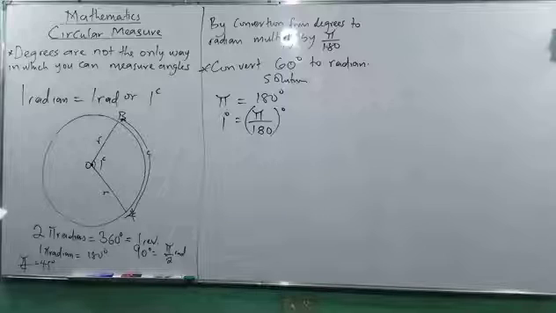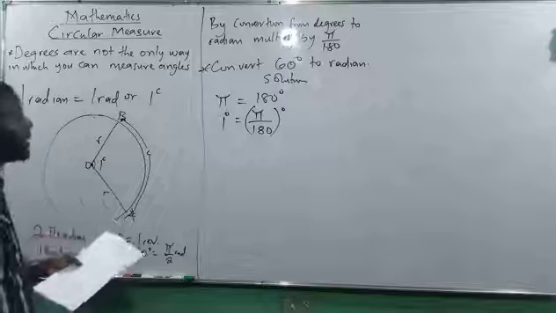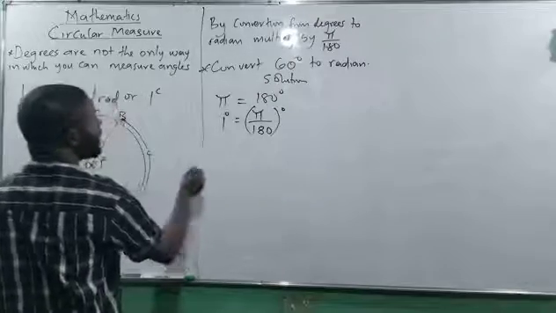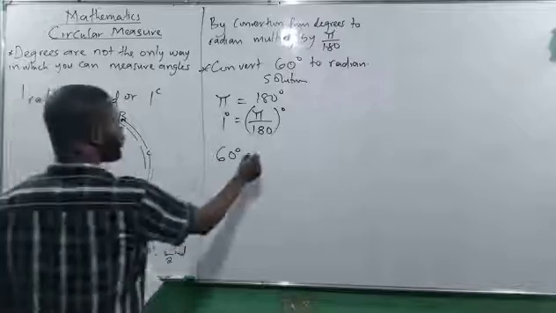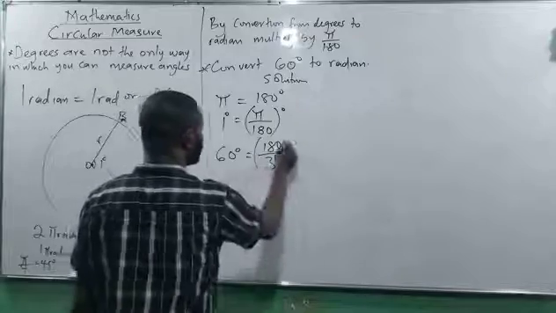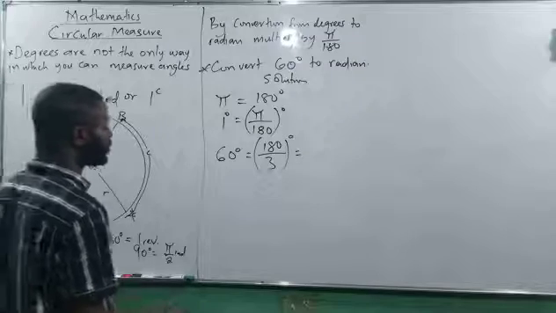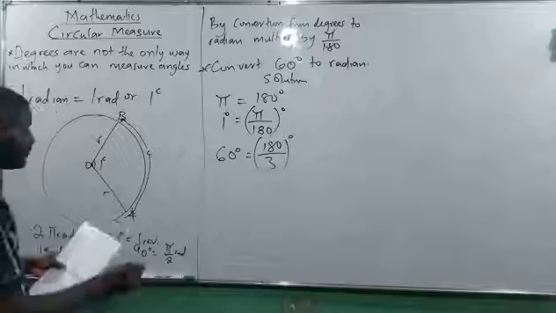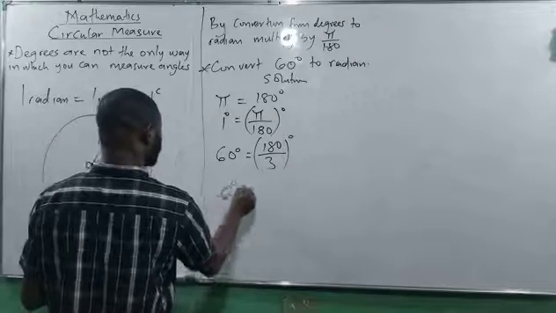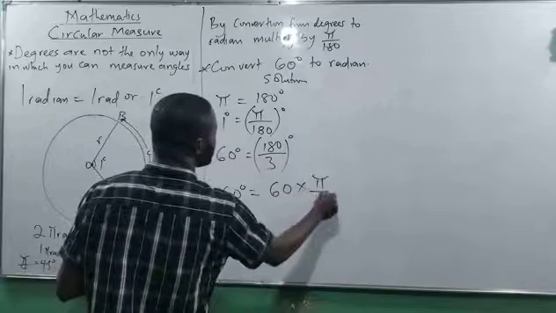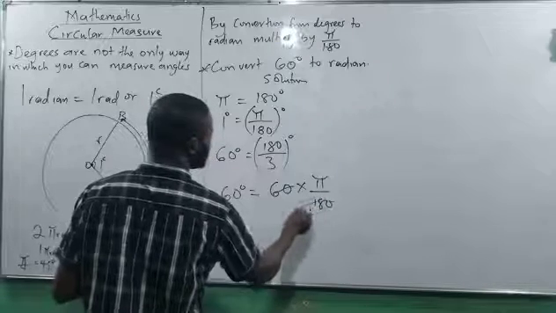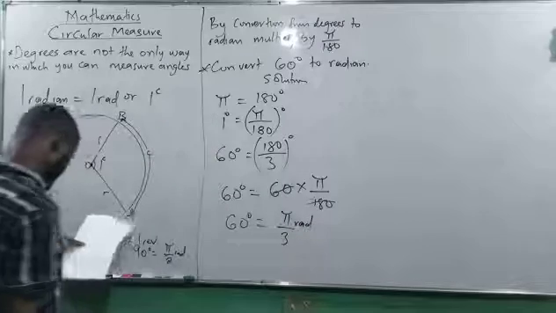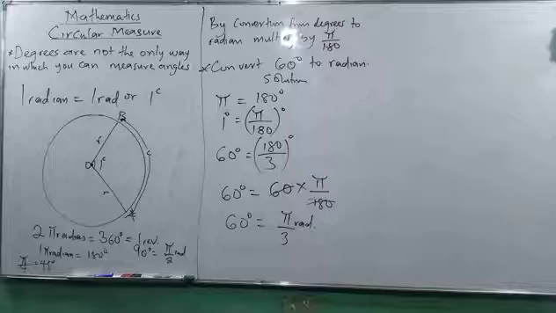Now, if I have something like this, I'm converting this to rad. I'm saying that 60 degrees will be equals to 60 multiplied by pi all over 180. 180 divided by 60 gives 3, so it will be 1 over 3. Now, it means 60 degree will be equals to pi all over 3 rad. Can you see this is rad? That is degree. That is rad.